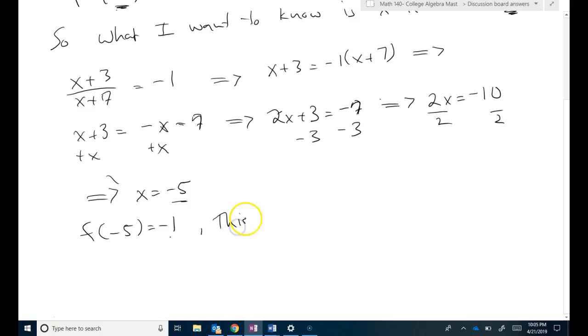This means f inverse of -1 will equal -5. And that's it. That solves our problem. And there we go. There's a quick hitter.